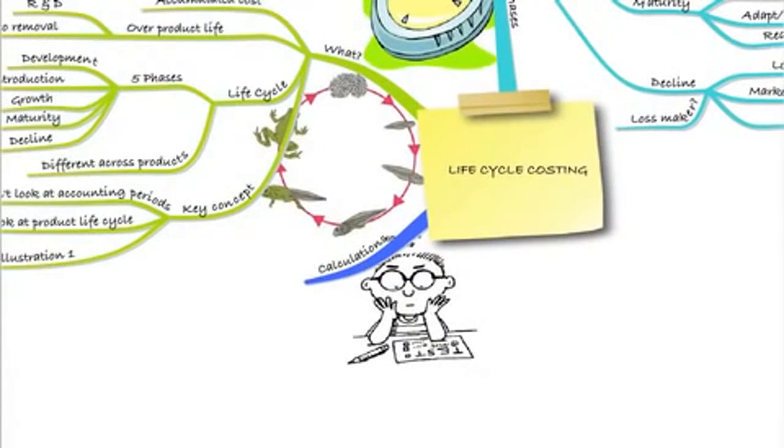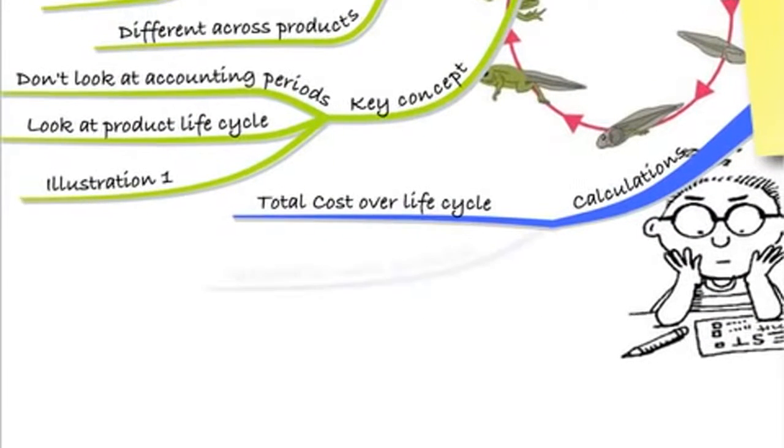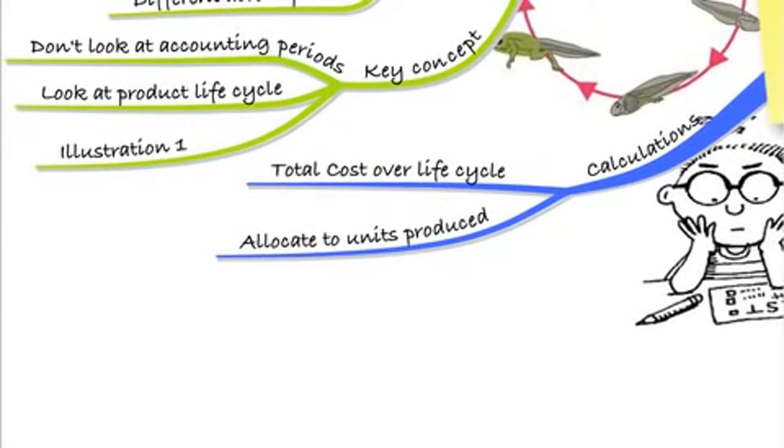Those phases then can be brought forward into calculations. So these have been introduced recently, calculations on life cycle costing. So what we'll need to do is calculate our total cost over our life cycle. We can then allocate those costs to the units that we expect to produce, and that will give us an accurate cost for the product. Now, once we've got that cost per unit, we can set the price per unit that we want to achieve to try and cover those costs.